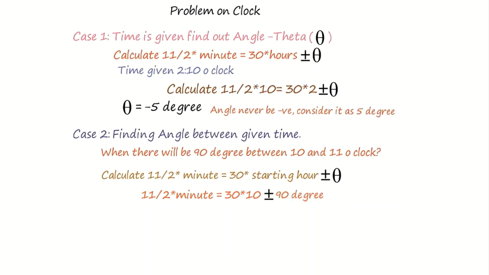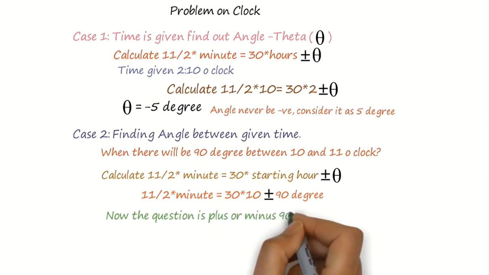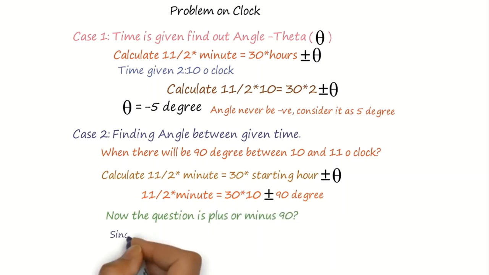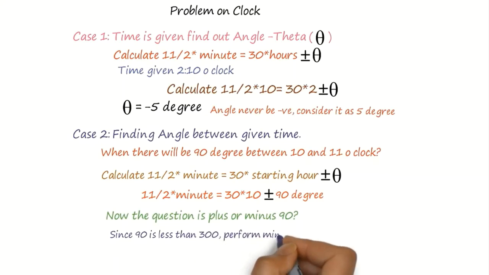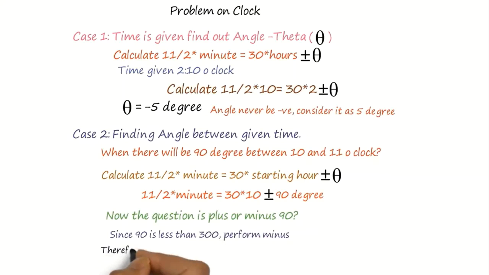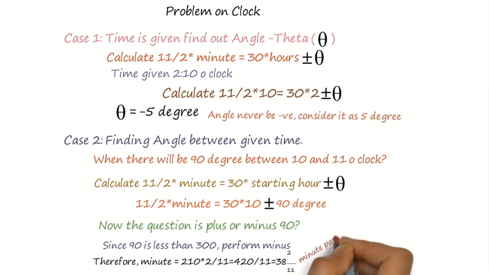Now, the question is plus 90 or minus 90. Since 90 is less than 300, that is 30 into 10, therefore, we have to consider minus 90. Therefore, at 38 2/11 minutes past 10, the angle will be 90 degrees. So this is the calculation that you have to follow.